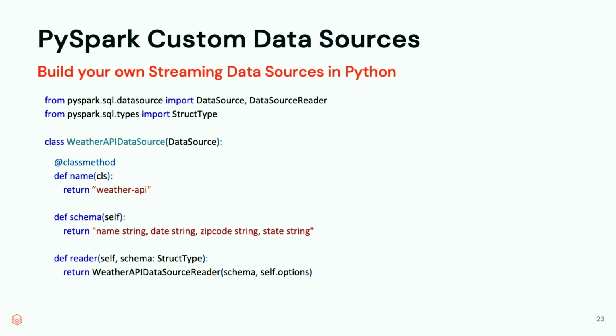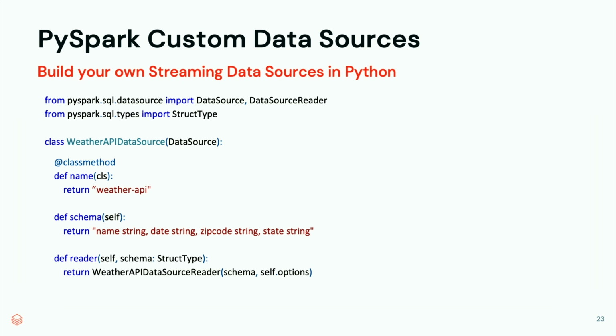In Spark 4.0, there are some new classes that you can import. If you go to pyspark.sql.datasource, there's a new class called DataSource and DataSourceReader. All you have to do now is implement the DataSource class and define a few things for it. In this particular example, we're looking at the weather API.